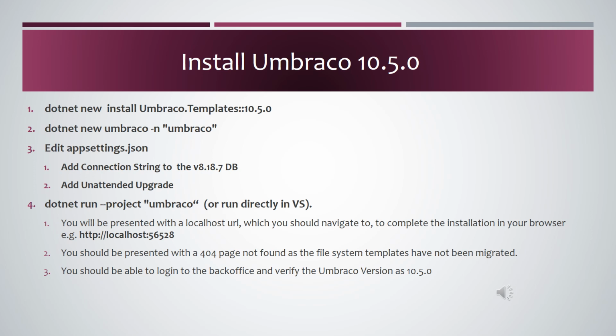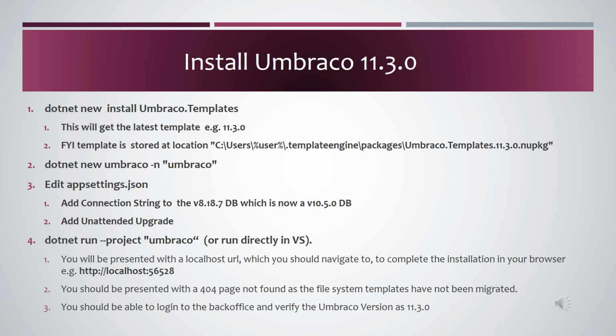We then edit the appsettings.json file in that project, and we add the connection string to point at the version 8 database, and we also edit the file to mark it for unattended upgrade. We then run the project, and once you run it, you'll be given a localhost URL. If you go there, you'll be presented with a 404 page not found, but you can then go to the slash Umbraco URL and you should be able to log into the back office and verify the Umbraco version is 10.5.0.